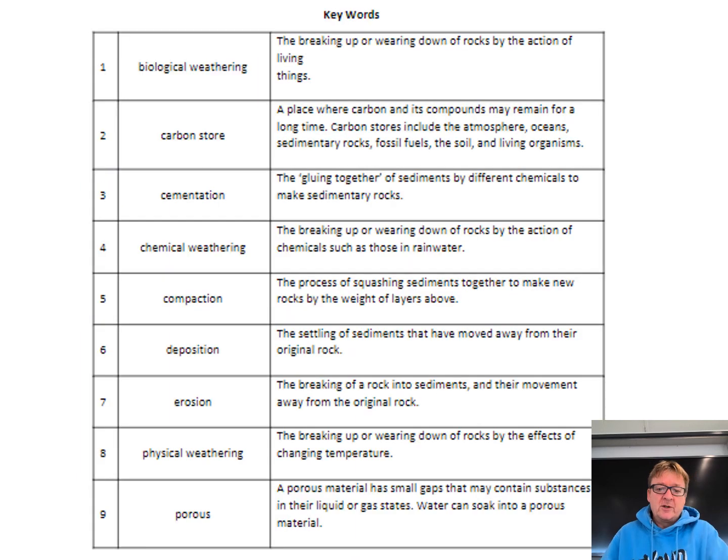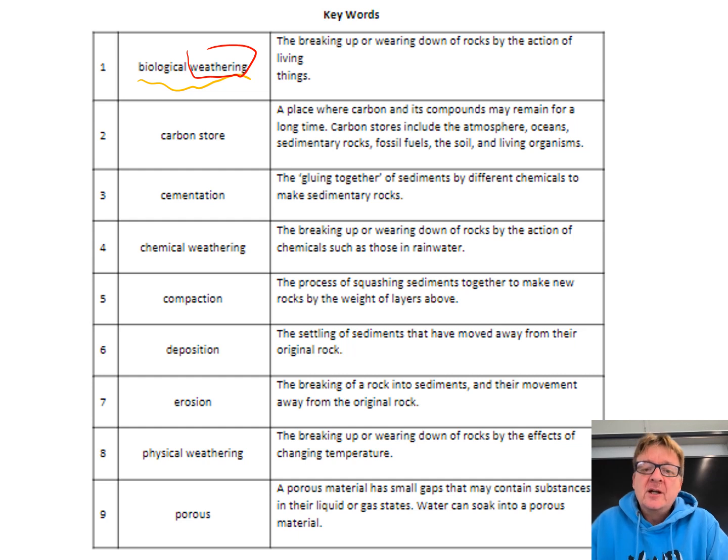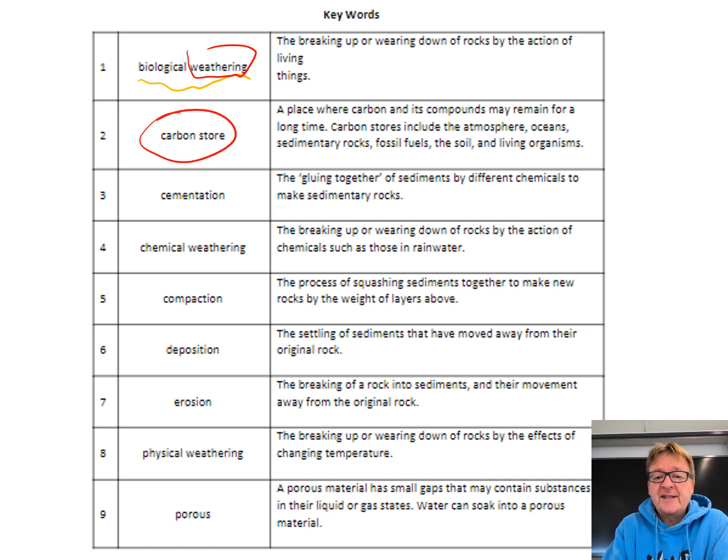Number 11, keywords. The breaking up or wearing down of rocks by the action of living things is biological weathering. Weathering is a word that is talked about quite a lot, like wind weathering something, but biological weathering is when living things are breaking it down, like the roots of plants. A place where carbon and its compounds may remain for a long time is a carbon store. Carbon stores include the atmosphere, and often the sea is a very good one, as well as sedimentary rocks and fossil fuels. The gluing together of sediments of different chemicals to make sedimentary rocks is cementation.